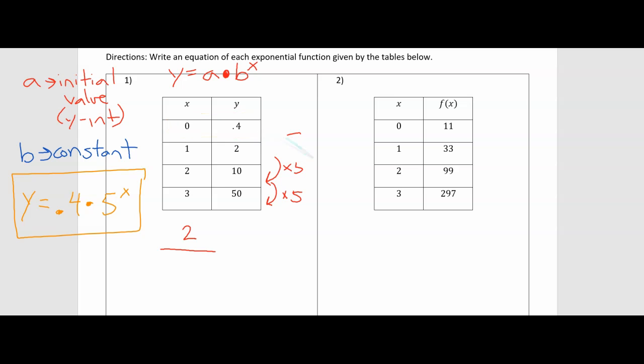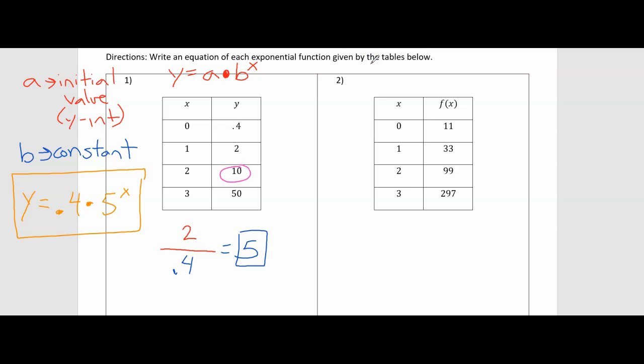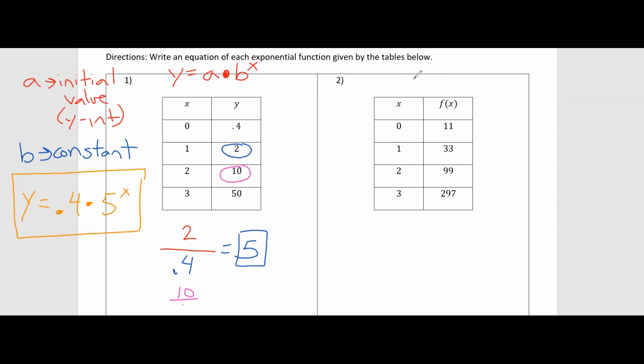So let me erase some of this. You take one y value and divide it by the previous y value. So 2 divided by 0.4, that gives us 5. Now this should work for any of them. Let's take 10. So 10 divided by 2, that also gives us 5. And you could do 50 divided by 10, and that would also give you 5.